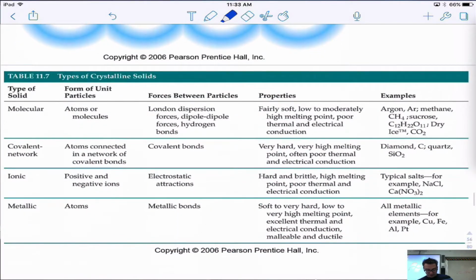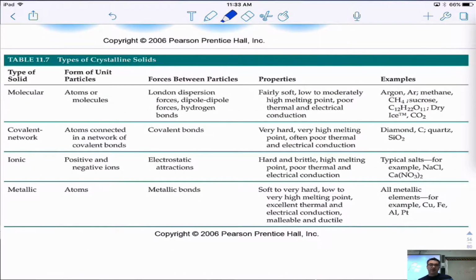Here are the types of solids, and what I like about this chart is that it gets right down to what you need to know. It tells you the type of solid on the left, what they're made up of, what forces are holding the different atoms or molecules together, the properties that result from that, and then it gives you examples of each.